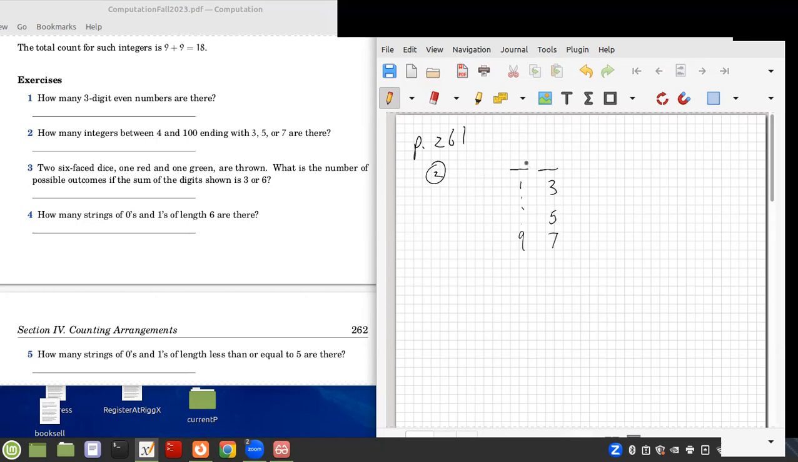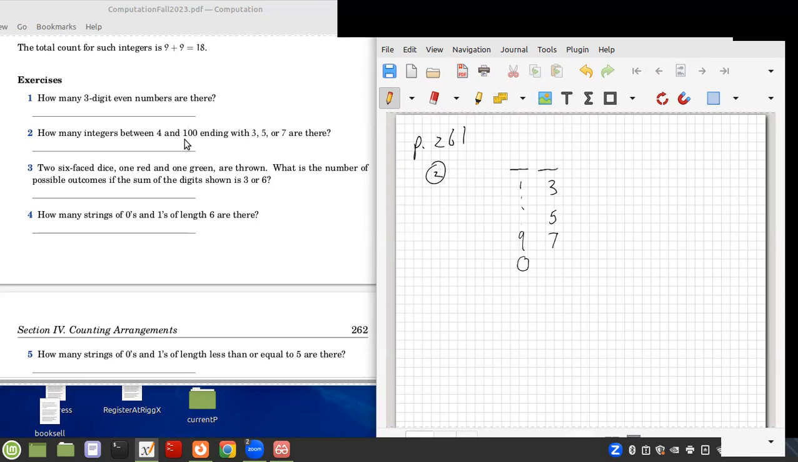So there's 2 ways to do it. Either I have these 3, or I could put 1 through 9 and put a 0 here to indicate that this is just a single-digit number, right? Well, it's integers between 4 and 100. So it doesn't really matter, because 100 isn't one of the ones; it doesn't end with 3, 5, or 7.